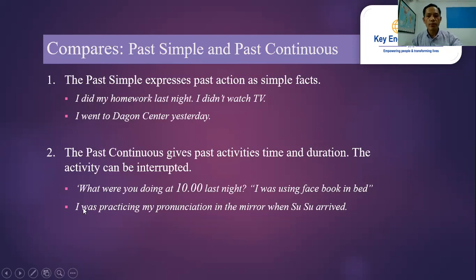I was practicing my pronunciation in the mirror when Susu arrived. I was practicing, okay, opening my mouth here and there, and Susu arrived. But once she arrived, I was still practicing. So the first action here again is the continuous form. The one that interrupts is the past simple form.